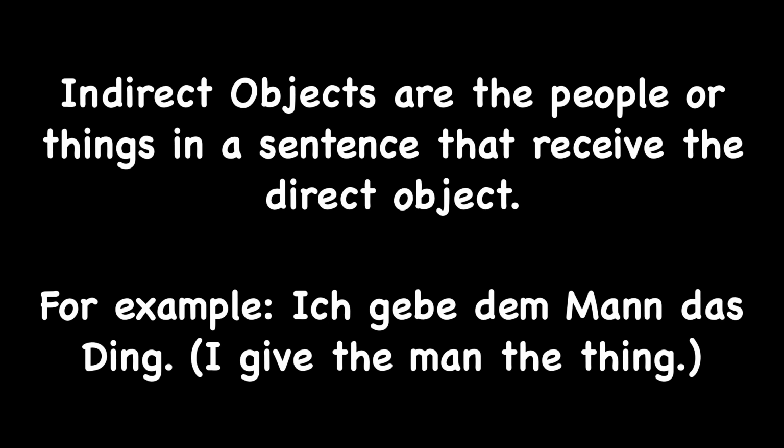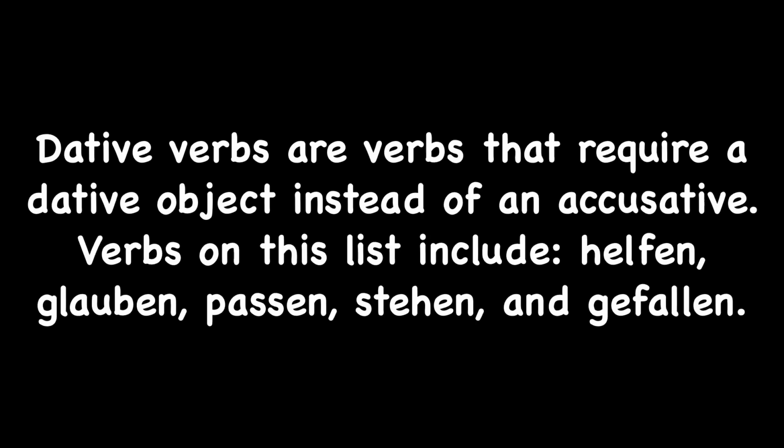Ich is the subject of this sentence. It's the one giving something. Das Ding is the thing that's being given. That's your direct object or the accusative case object. Dem Mann is the one that's receiving the thing, and therefore is in the dative case, therefore dem Mann instead of der Mann.